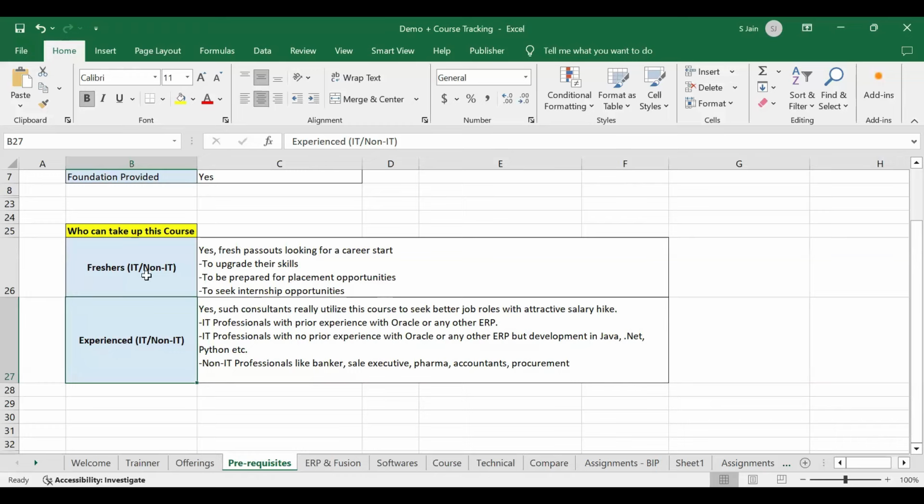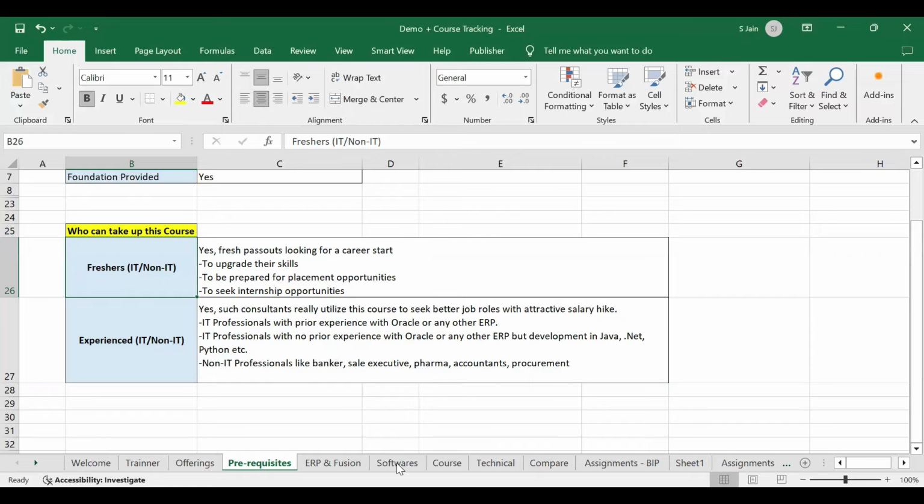If you are a fresher, why would you enroll into this course? You might be looking for an internship opportunity. You might be looking to prepare yourself for good placement opportunities and to upgrade your skills. Or if you are an experienced professional from an IT or non-IT background, you might be looking to switch a job. You want to do a domain change, look for a promotion, or upgrade your skill set. That is the reason you can opt to enroll into this course.